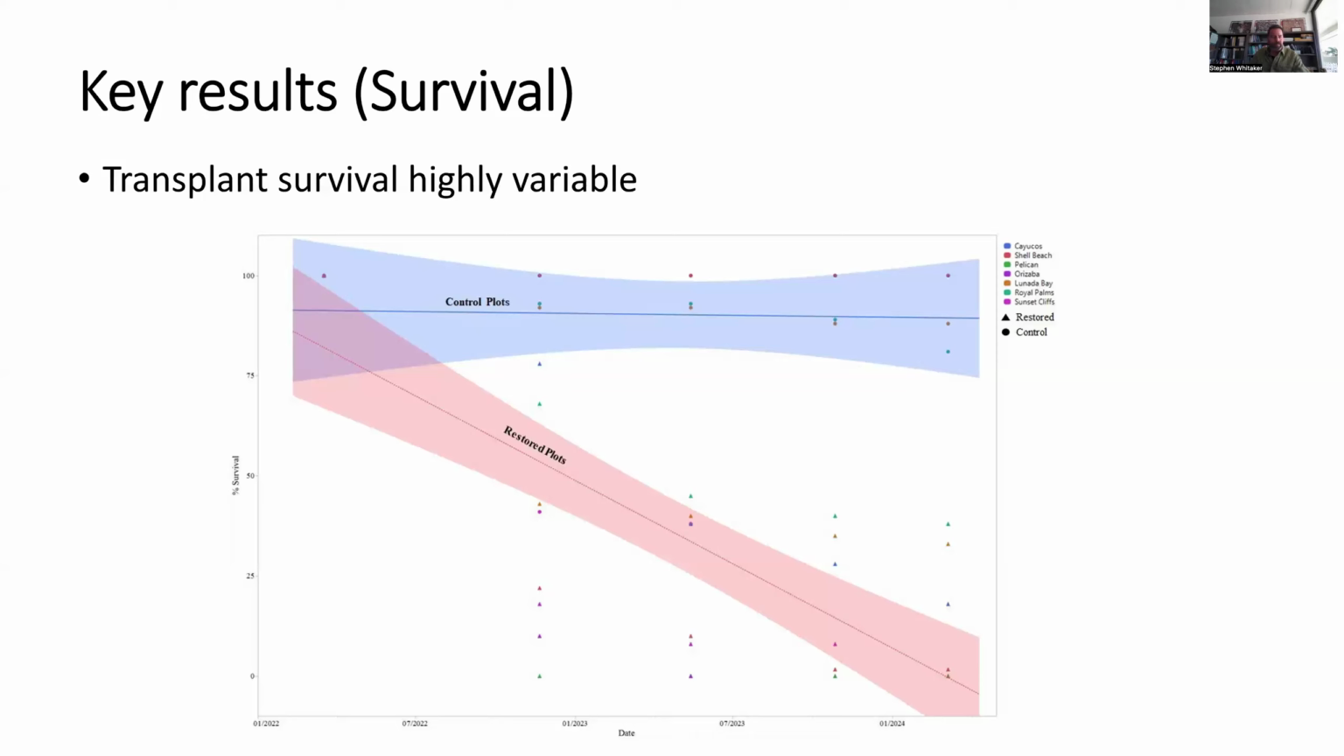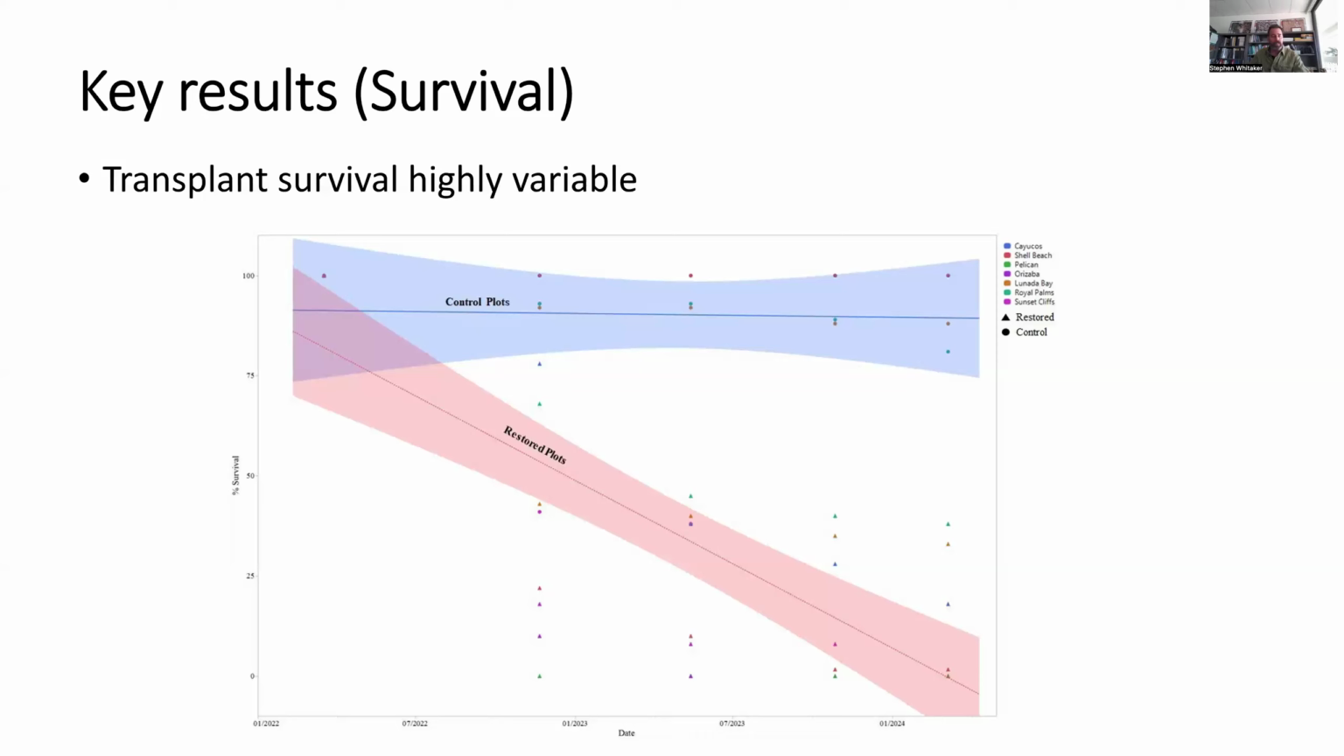I admit the font on this graph is not the greatest, not the easiest to read, but basically what you want to take away from here is that percent survival is on the vertical axis, time is on the X, the horizontal axis, and each of these little tiny dots represents a different site. And in this case, this red line and red shaded area represents a 95% confidence interval for the trend of restored plots, the plots where we put transplants into.